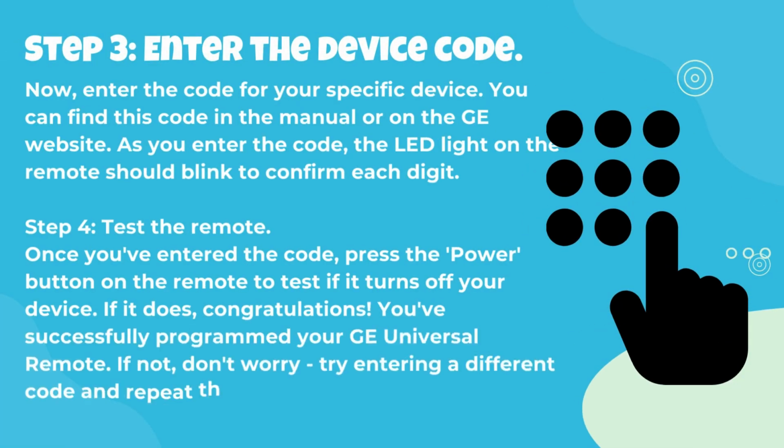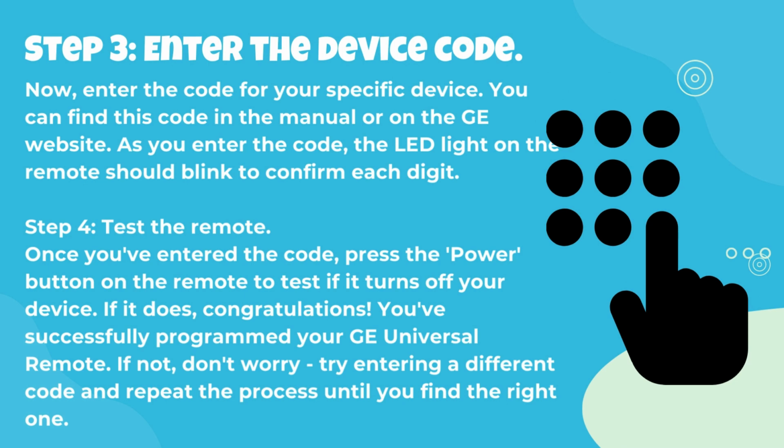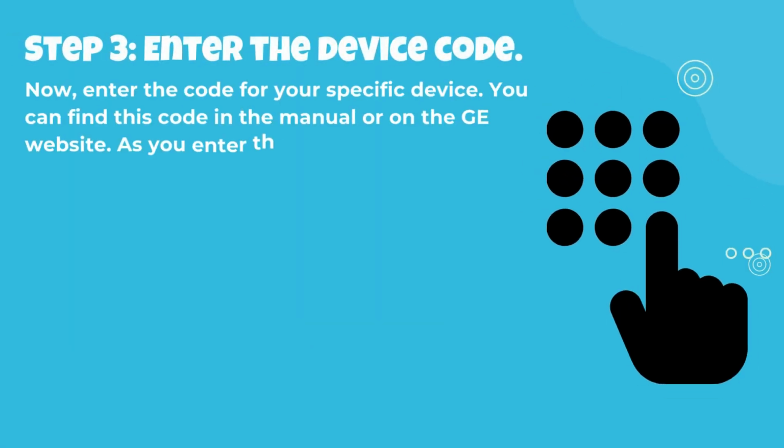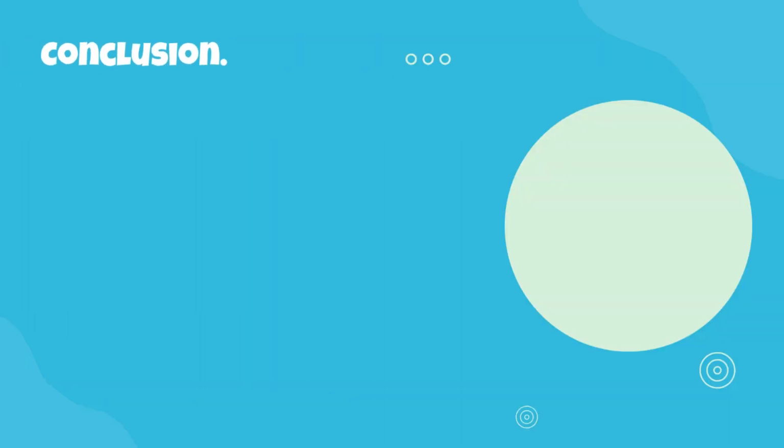Step 4. Test the remote. Once you've entered the code, press the power button on the remote to test if it turns off your device. If it does, congratulations. You've successfully programmed your GE Universal Remote. If not, don't worry. Try entering a different code and repeat the process until you find the right one.